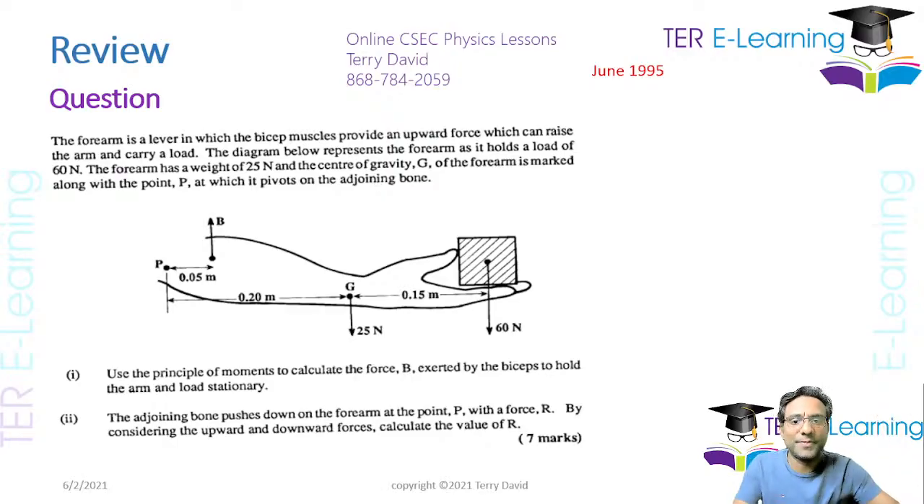That's what needs to happen. So let's see what is taking place here. They said, using the principle of moments, calculate the force B exerted by the biceps. So that's this force here. We need to figure out the force needed to lift or balance the forearm, right? They want to keep the forearm and the load stationary, meaning it's going to stay horizontal. So let's work that out.